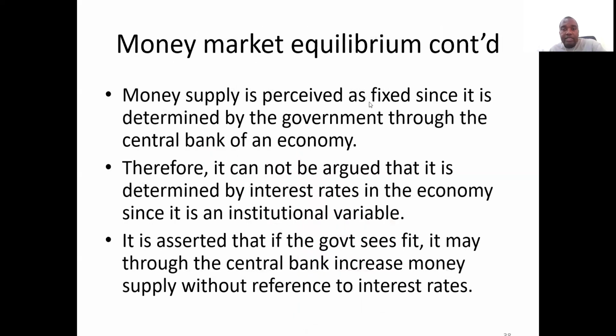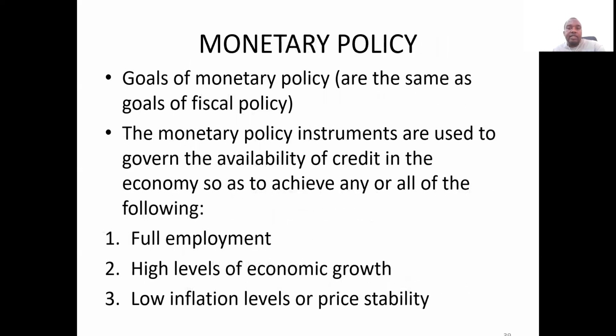So money supply is perceived as fixed since it's an institutional variable determined through the central bank. We can't argue that money supply is determined by interest rates because the government through the central bank can set those interest rates through the bank rate and through other monetary policy instruments. So the government has many ways of injecting money supply, through the buying of treasury bills and through many other mechanisms. So we look at monetary policy.